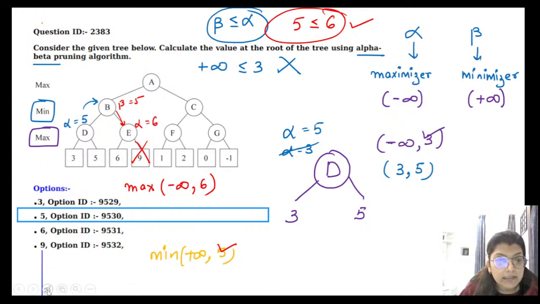E का जो चाइल्ड है 9, I will prune this part. I will not go towards this part. Why I will not go? Because यहाँ पे मुझे मेरी जो ये कंडीशन थी that beta has to be less than equal to alpha, वो ट्रू हो गई. ठीक है, so right now at B the value of beta is 5.